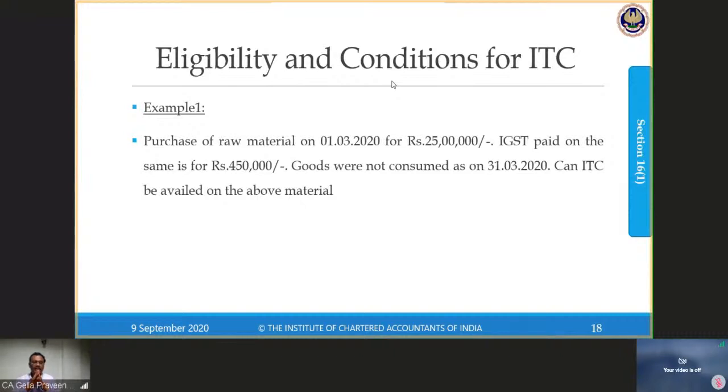Vinod, I'll clarify your question. Give me a little time. Okay. Can I take input tax credit on that 4.5 lakh? Yes or no?